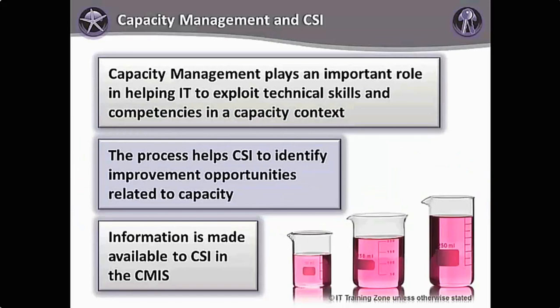The capacity management process can play an important role in helping the IT support organization recognize where they can add value. This is by exploiting their technical skills and competencies in a capacity context. The process can also assist continual service improvement in identifying improvement opportunities related to capacity. The information provided by capacity management is made available to continual service improvement through the Capacity Management Information System.